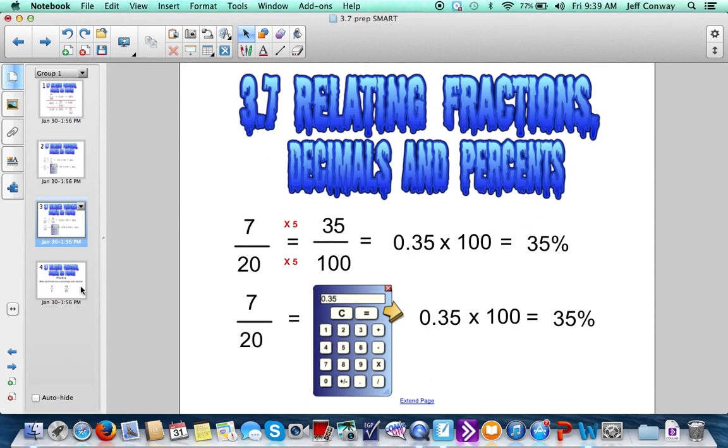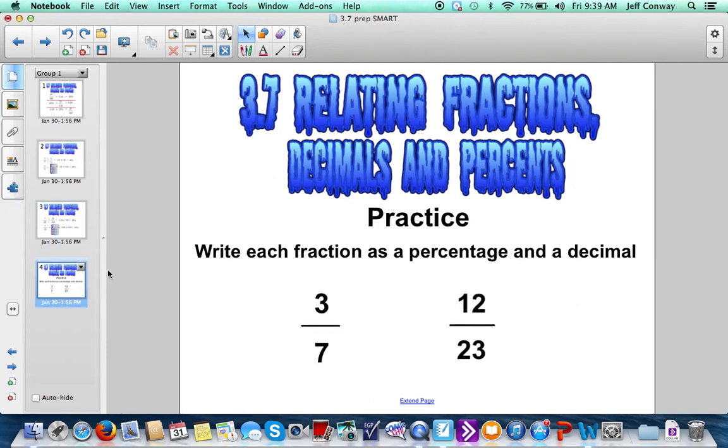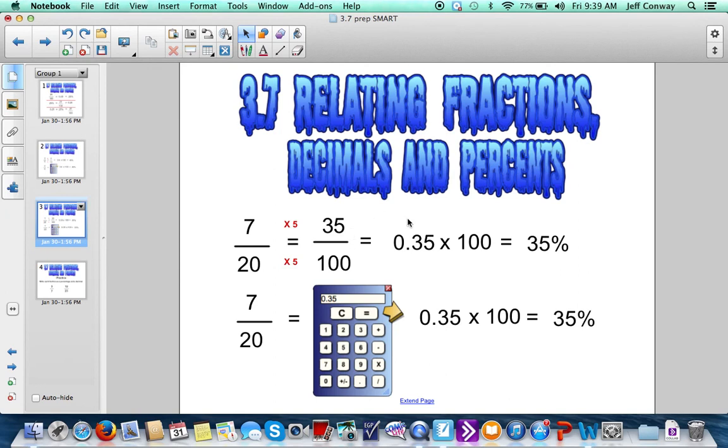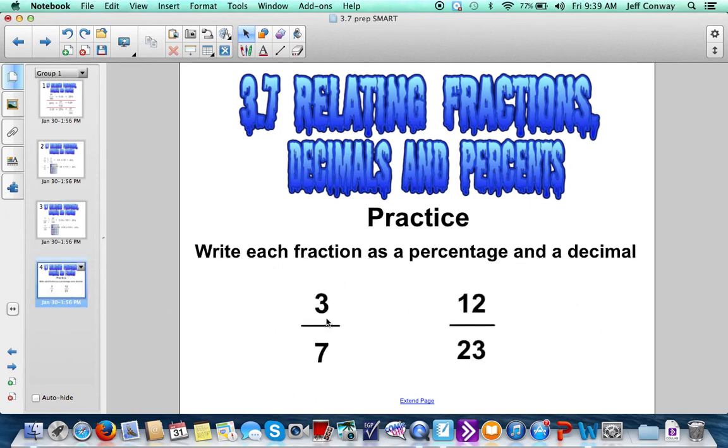So your practice questions, I do have 2 for you for this section. I want you to write each fraction as a percentage and a decimal. So you can use either technique if you like. You can go back and do the equivalent fraction to a decimal to a percentage, or you can just take your fraction, make it into a decimal the express way, and then change that decimal into a percent. Okay, so your 2 fractions that I want you to deal with are 3 over 7 and 12 over 23. Make both of those fractions into percentages and into decimals.